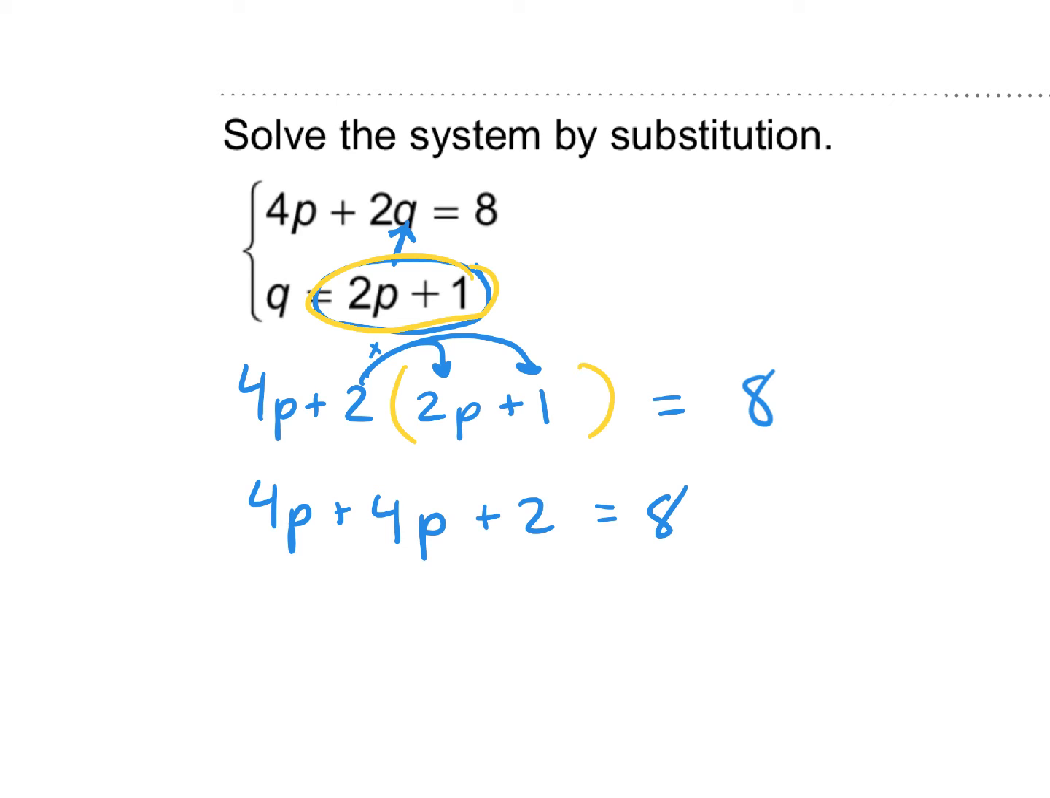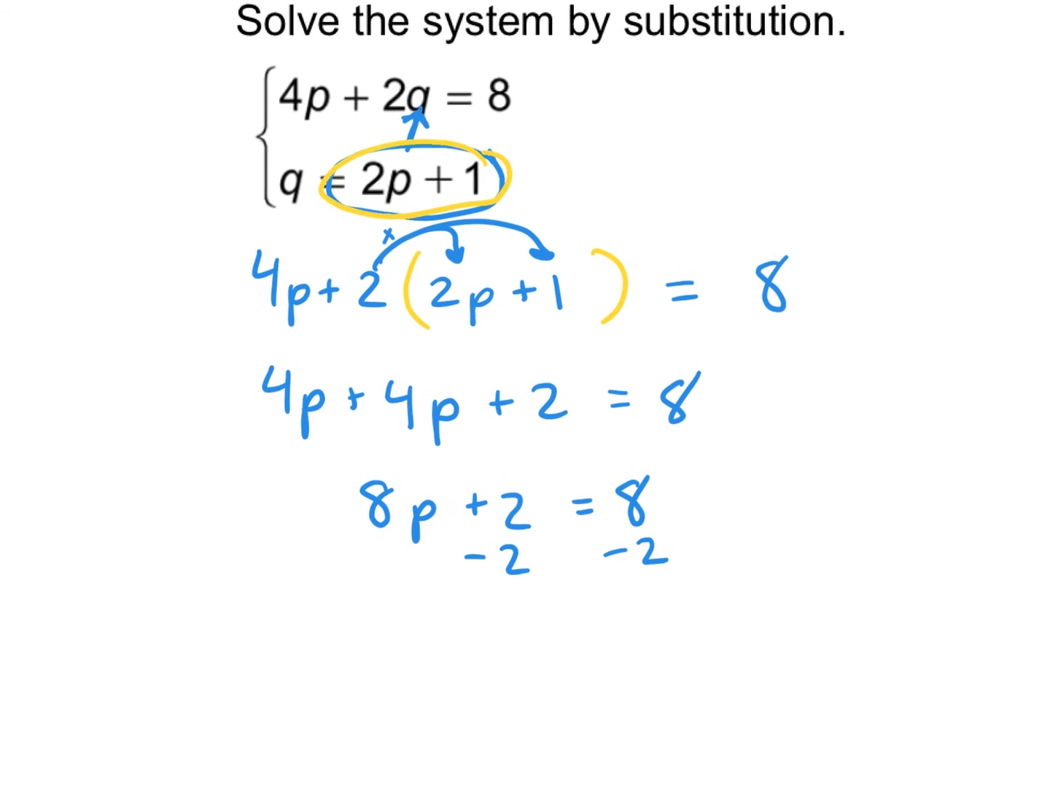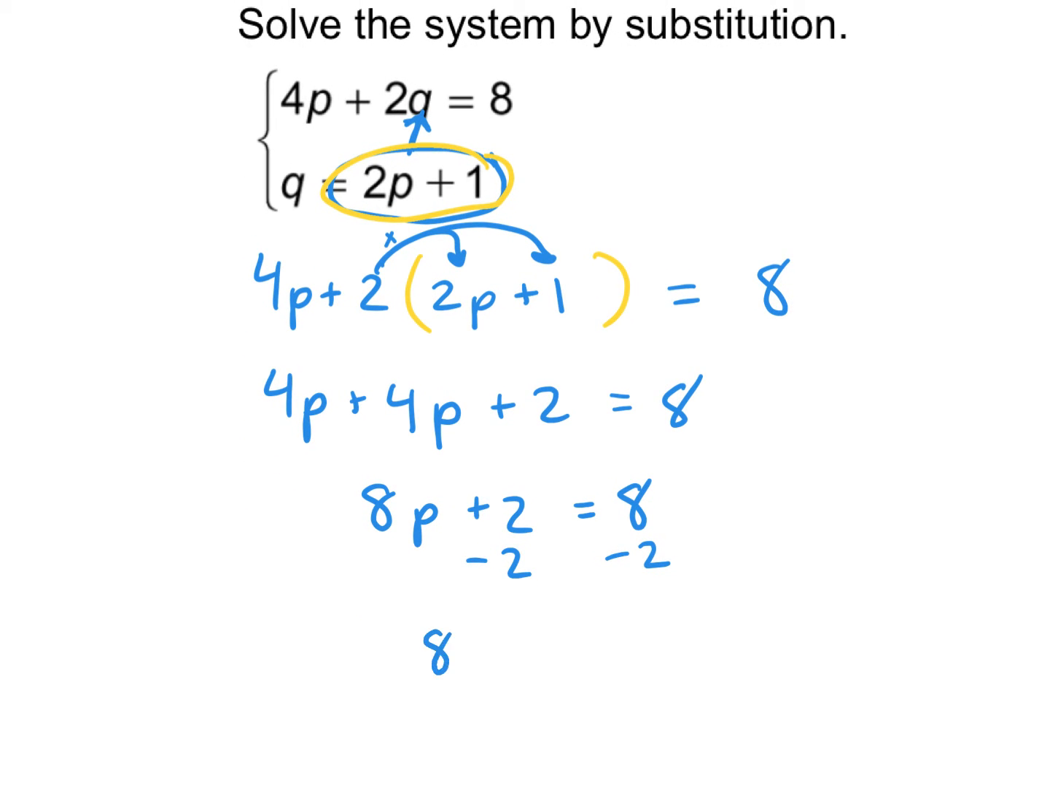Do I have any like terms I can combine? 4p. What's 4p plus 4p? 8p. 8p plus 2 equals 8. What can I do next? Subtract the 2. So 8p is equal to 6. 8 minus 2, oh, 6.